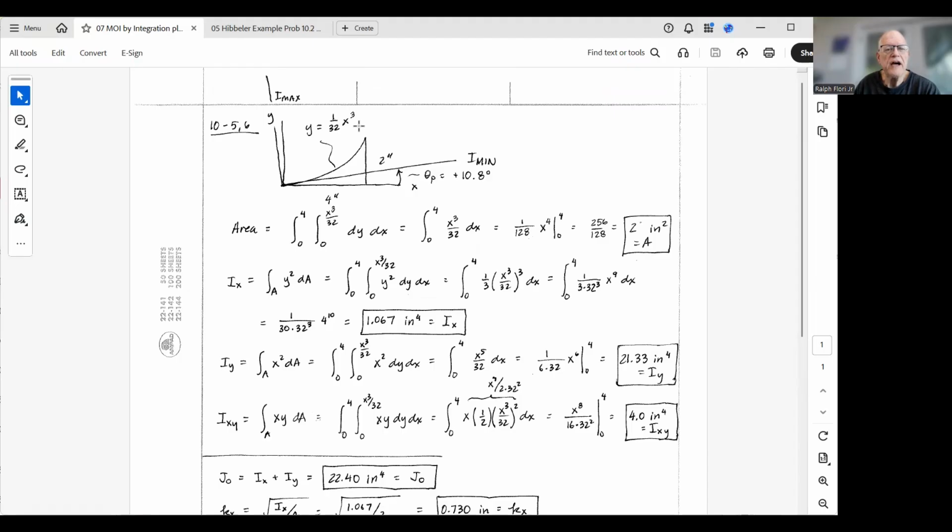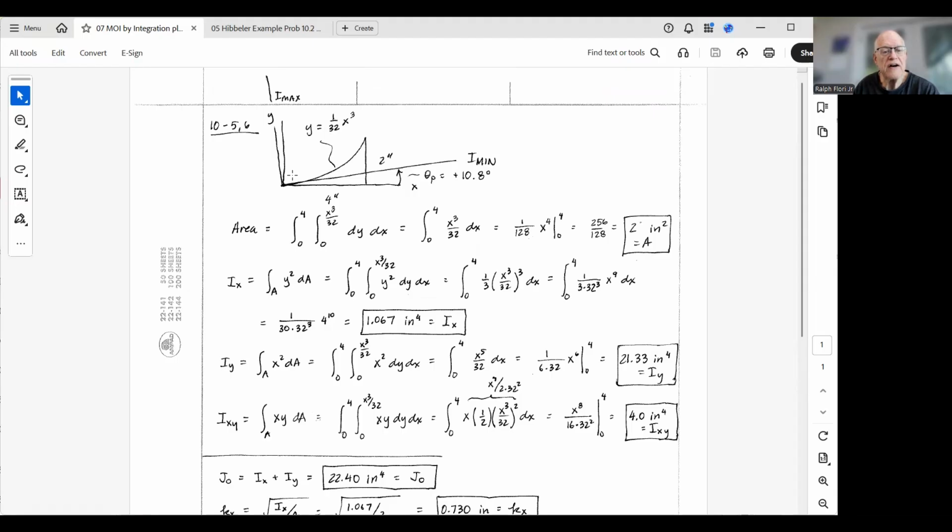And then we're going to circle back to another problem that we integrated for and at least show you the transformed coordinate system for Imax and Imin. So this is an area bounded by this curve y is equal to 1 over 32 x cubed. And the x coordinate is 4 inches. The y coordinate is 2 inches. This Imax and Imin, I'll explain those in a moment, and this theta p, I'll explain that in a moment.